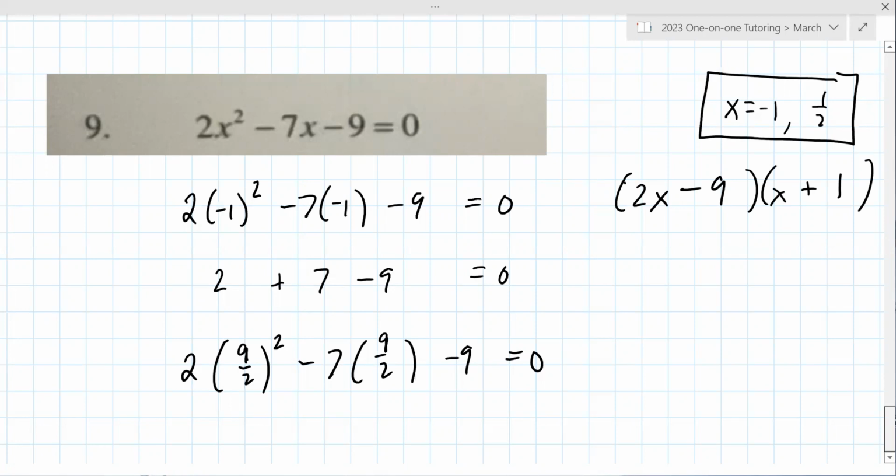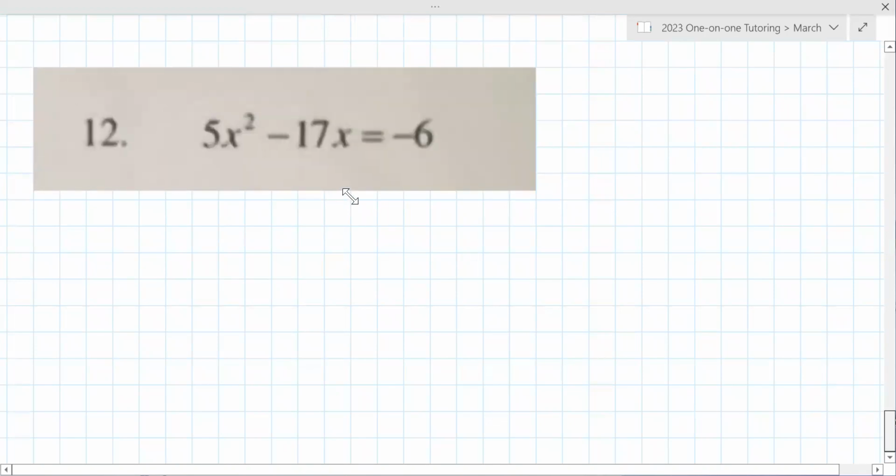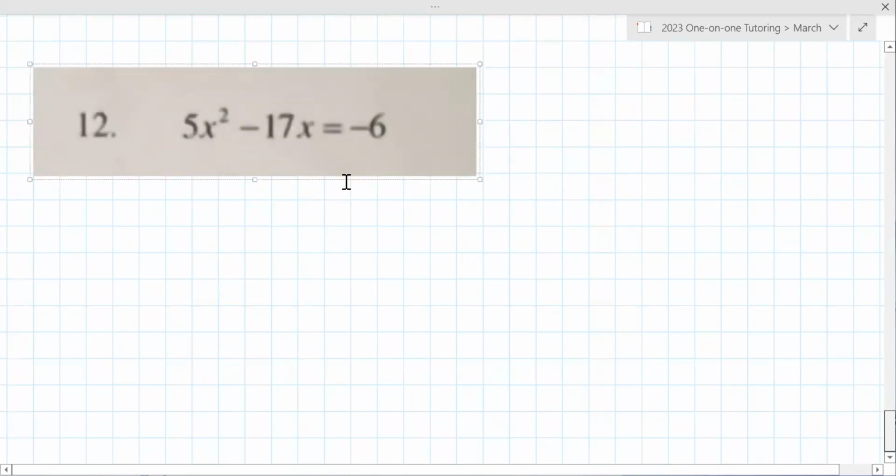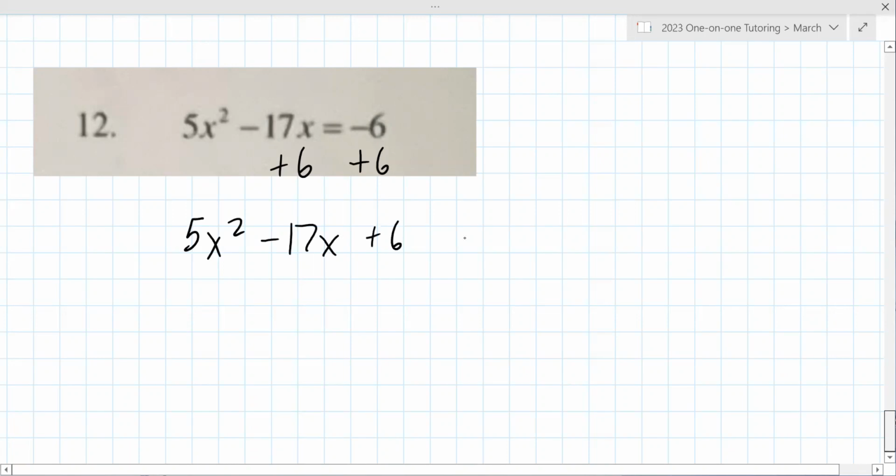All right, let's just keep going here. Let's do 12. We'll do 12 here. Just like the other problems, you cannot have that constant on the right. You have to move it over. It's 5x squared minus 17x plus 6 equals 0.